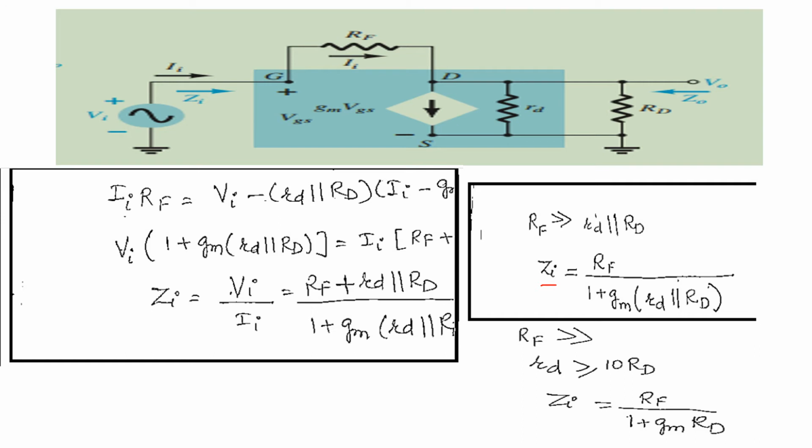Still further, if rd is greater than 10 times RD, so it is comparable, right? So we can remove it and make it simpler. So Zi is equal to RF upon 1 plus gm RD. So very important. So your recollection of the formula has also become easier. So Zi is equal to RF upon 1 plus gm RD.